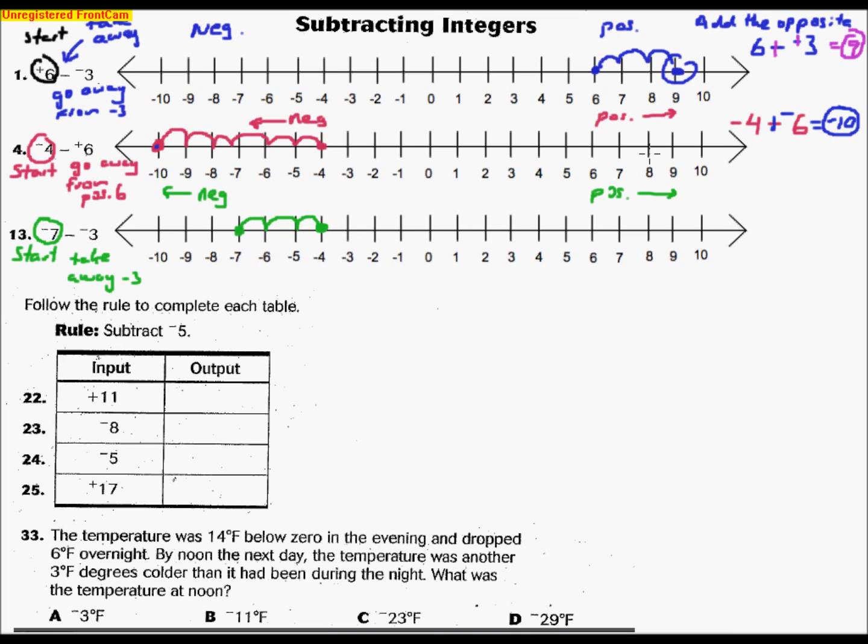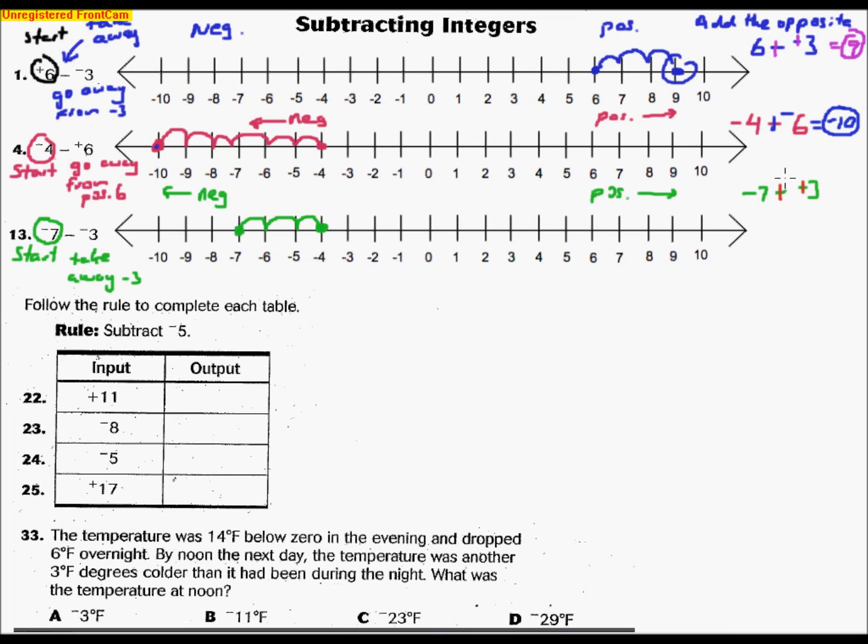So let's see how it works with this rule here of add the opposite. Remember, all we're doing is changing subtraction to addition and taking the opposite of this number. So we're at -7, take away -3. If we use that rule of add the opposite, we change subtraction to addition, and we do the opposite of -3, which is +3.